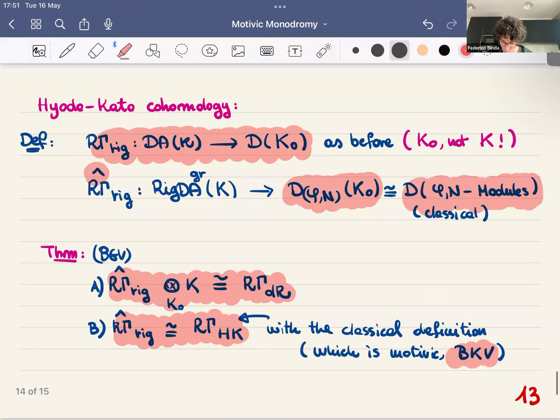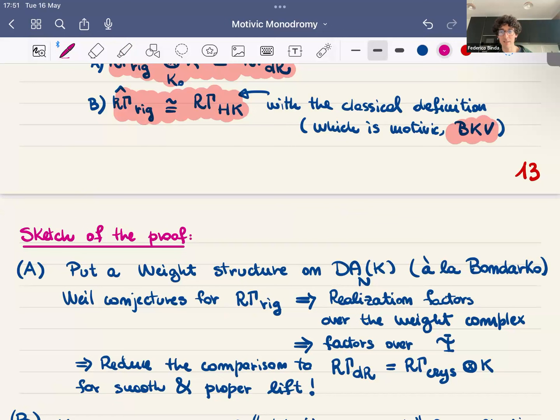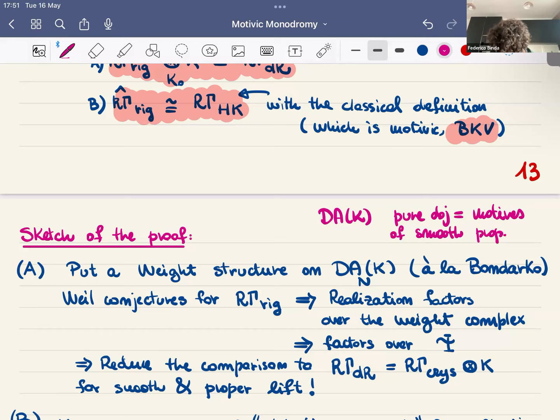Okay, so how can you prove such a statement? The first one, the comparison between rigid cohomology, so our Hyodo-Kato cohomology, let's say, and the de Rham cohomology, uses the theory of weight structures of Bondarko. So the idea is that in DA_K, pure objects are motives of smooth and proper varieties. Well, that's not surprising, right? Because pure motives are exactly that, motives of smooth and proper varieties.